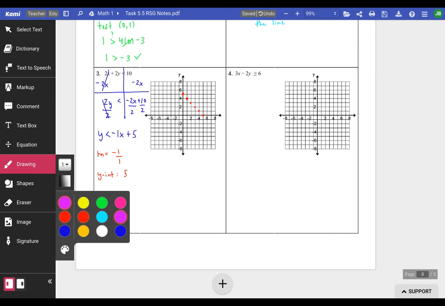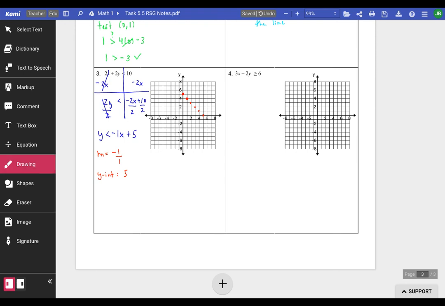Now I have to decide solid or dotted. Well, our symbol was less than. Since there's no equal to, this is going to be a dotted line. So I'm going to connect my points, but again, I'm not going to make it a solid line. I'm going to put some gaps in here, just like this, leaving holes to show really clearly that that's a dotted line.